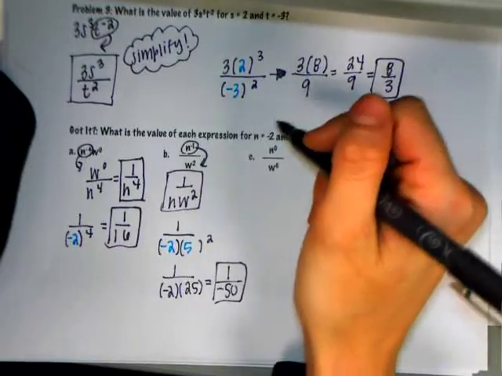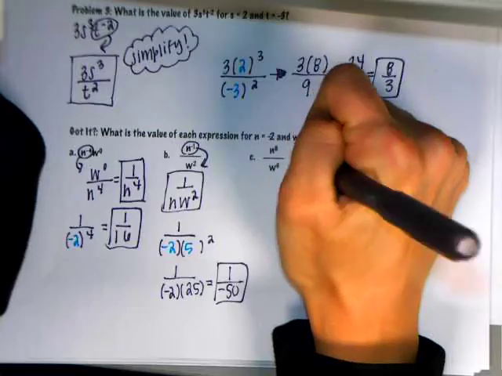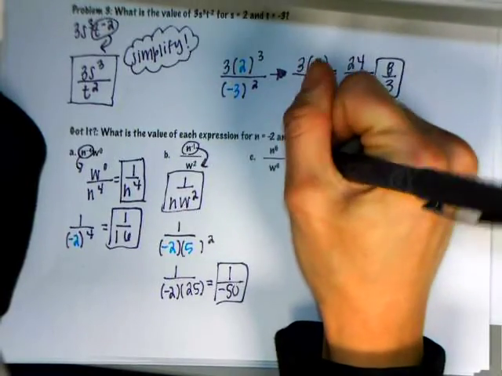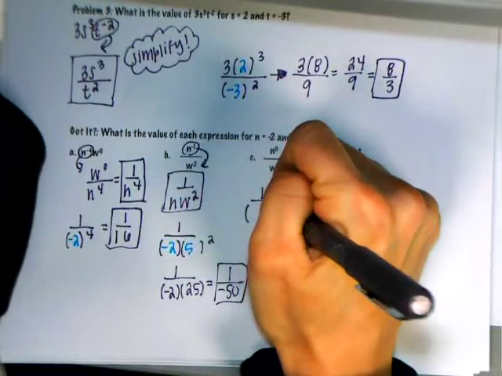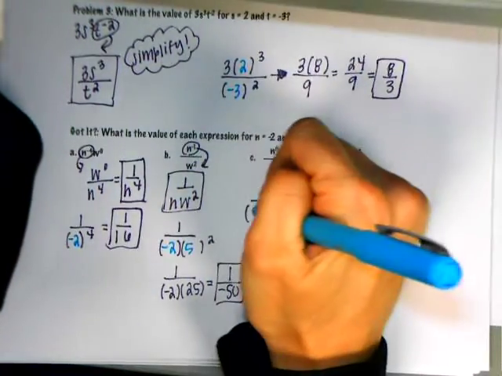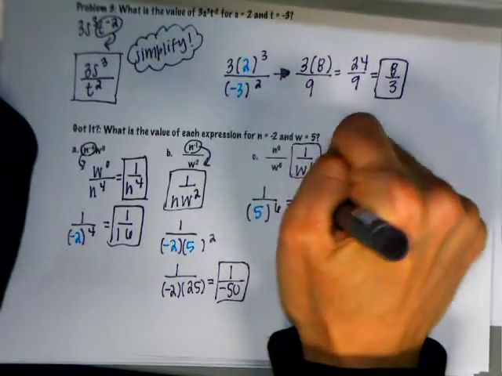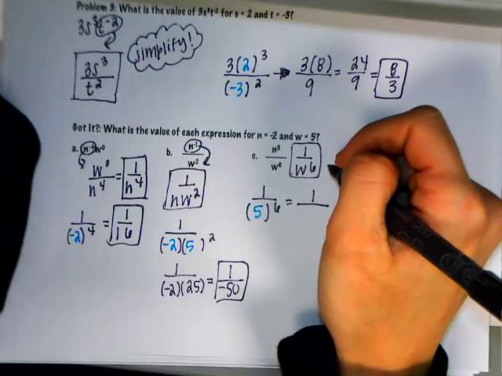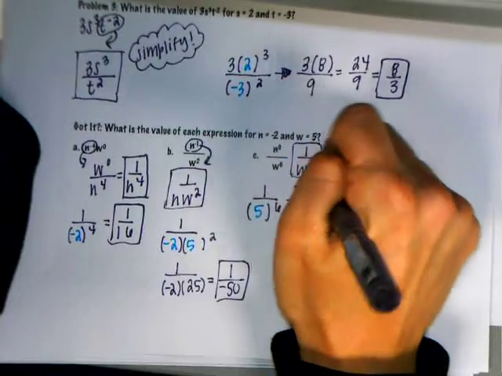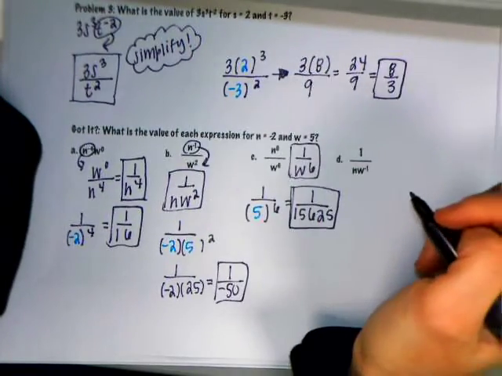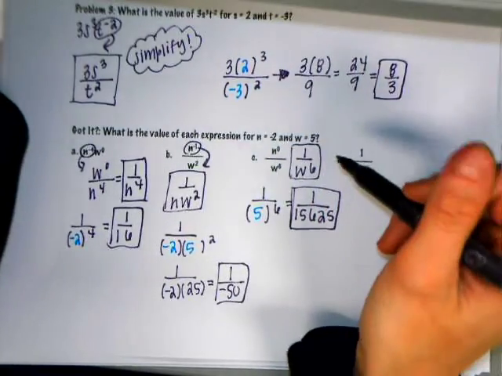Yep, turn to 1 up top. So you're going to have 1 over w to the 6th when you simplify. And plug in what w is, which is 5. So it's 5 to the 6th power. Okay, so that's my answer for that one. How'd you get 1? Just because of n to the 0 power. Yeah, anything to the 0 power.